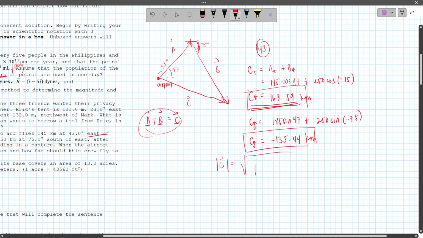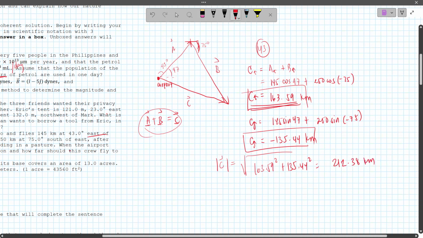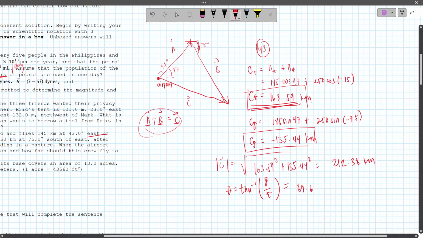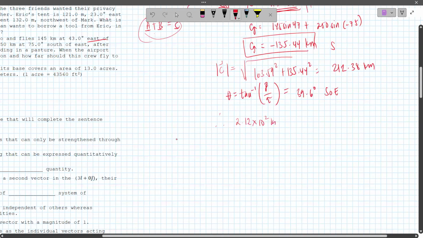From here I can already get the magnitude of C, and that is simply the square root of 163.59 squared plus 135.44 squared. And this will just give me 212.38 kilometers. And theta is simply tan inverse of, again, it's up to you, J over I. So this is just tan inverse of 135.44 over 163.59. And this gives me 39.6 degrees. I have positive X, so east, negative Y, so this is south. This is 39.6 south of east. And therefore, the crew has to fly at a distance of 2.12 times 10 raised to 2 km at the direction 39.6 degrees south of east.